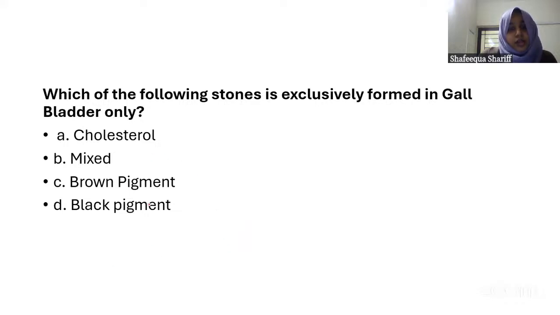So what is the answer for this now? What is the stone that is formed exclusively in the gallbladder only? I'm sure you know the answer.